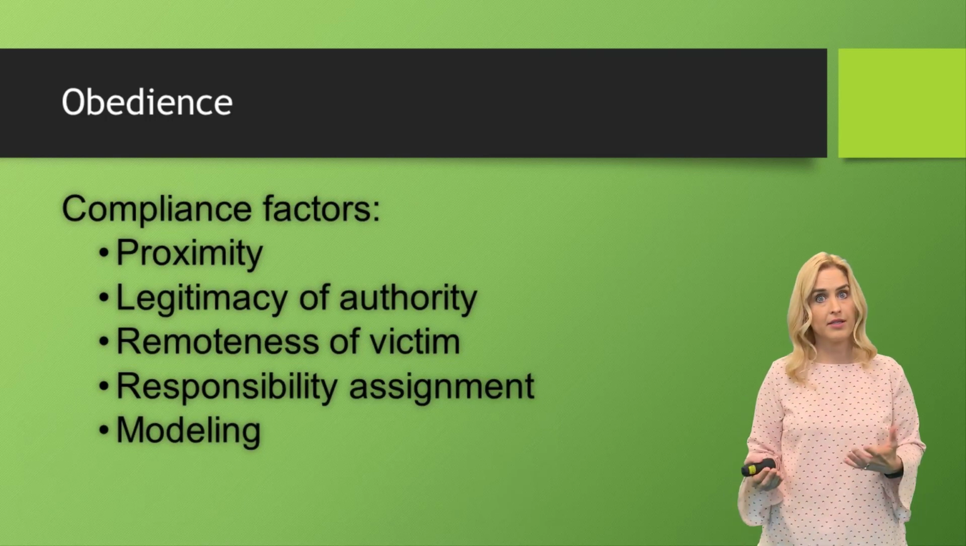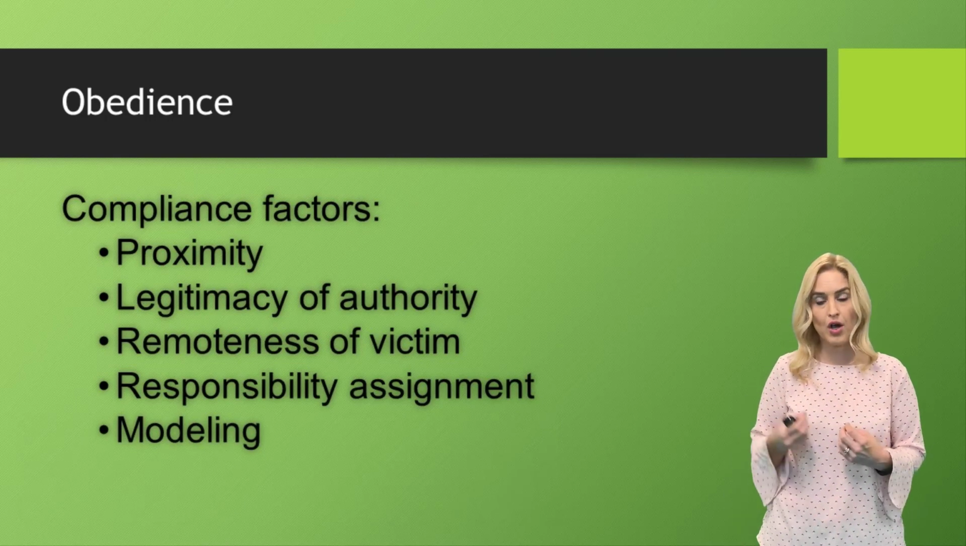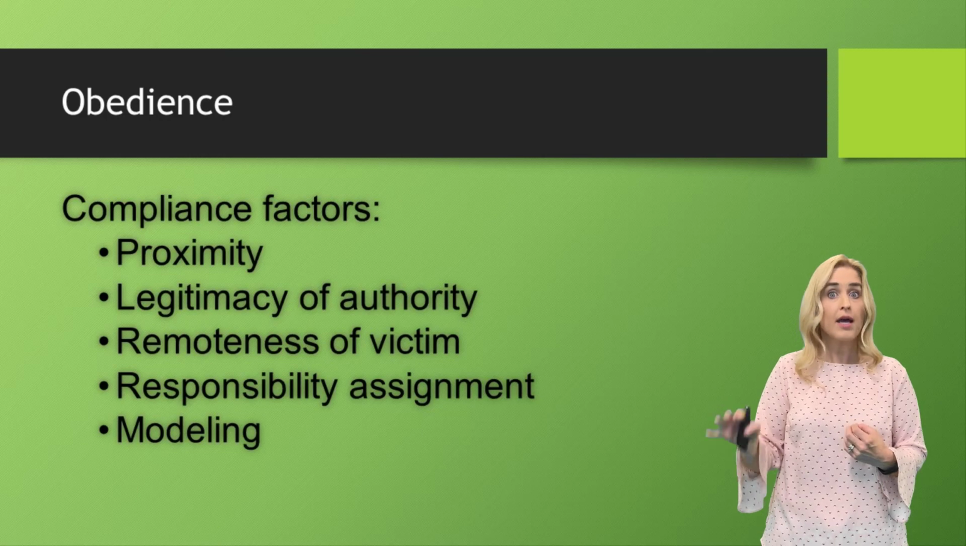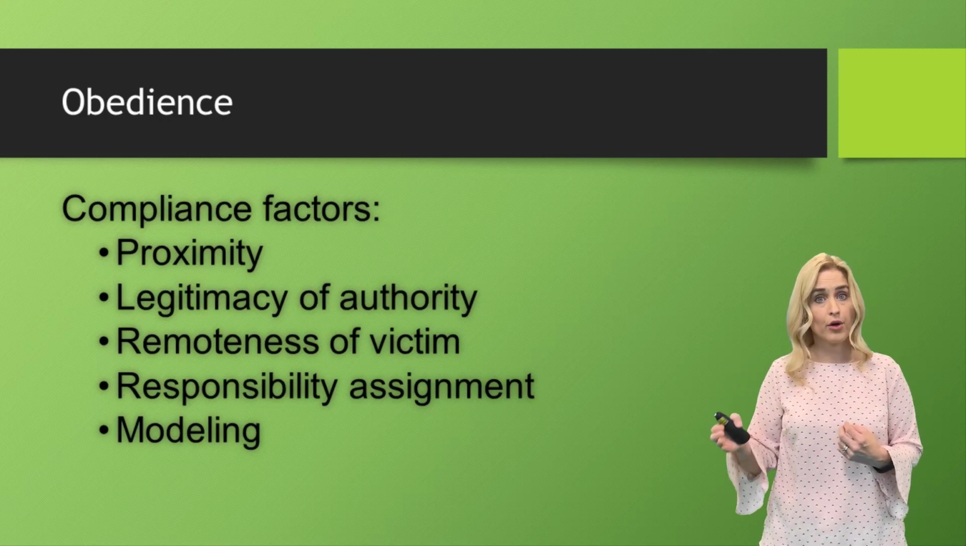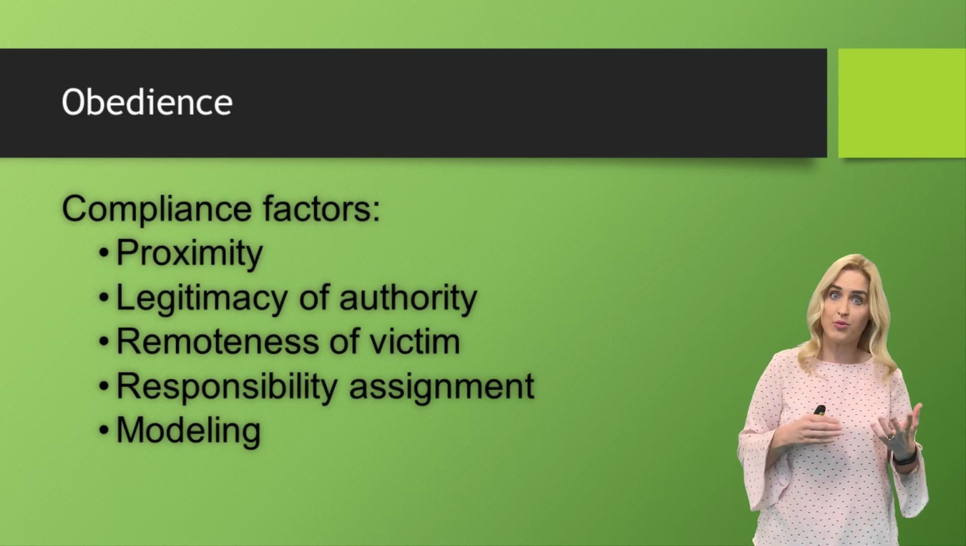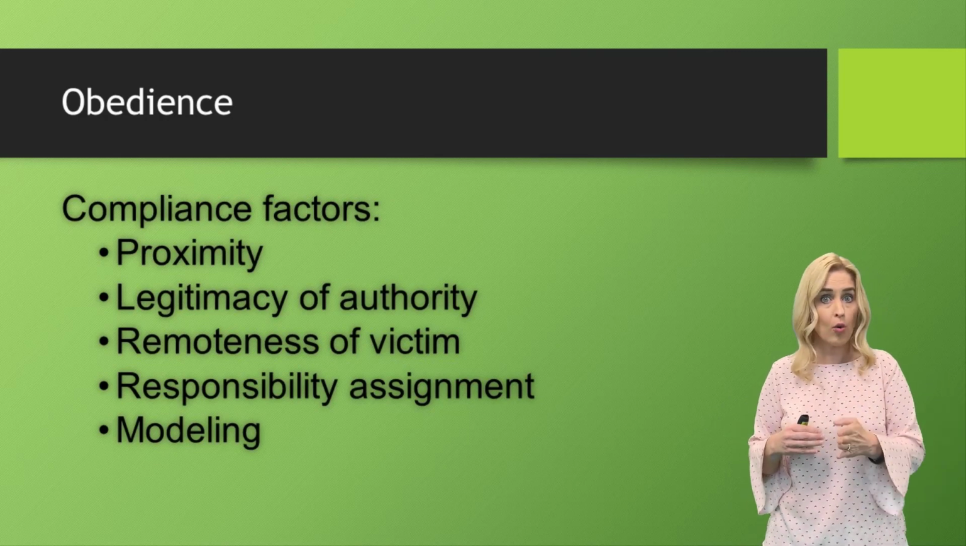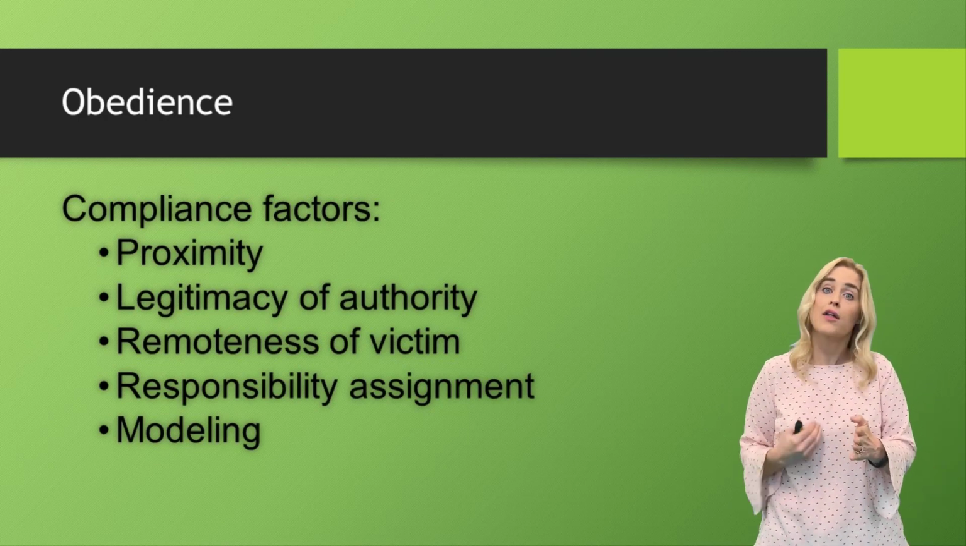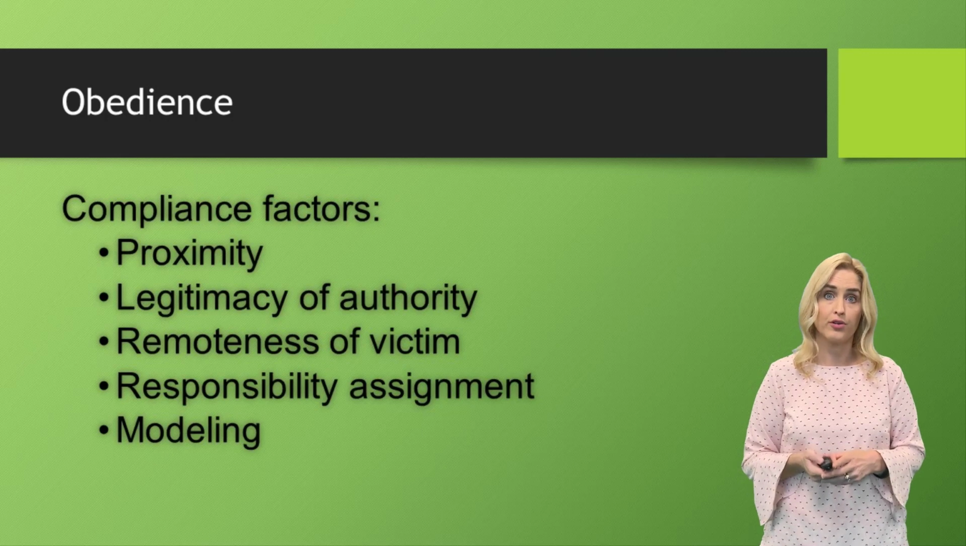Also, modeling made a difference. So when the participant saw another person defy orders, they were less likely to go all the way to 450 volts. But the opposite was true. If they saw people complying and going all the way to 450 volts, the participant was more likely to go to 450 volts.